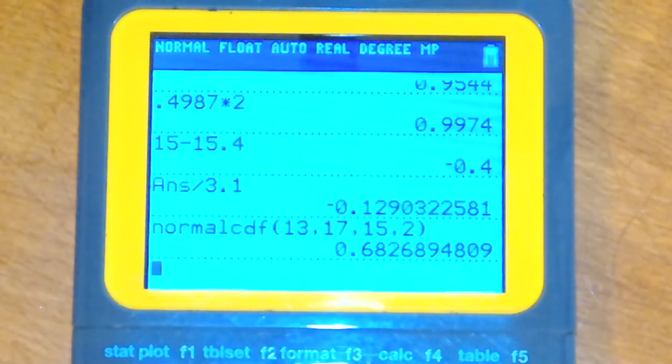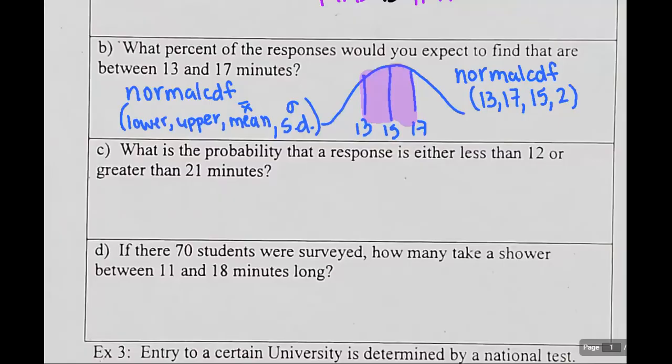So that is going to be my answer. It was 0.6827. That is it as an area out of 1. As a probability or as a percent, I'm going to move my decimal 2 places, and it's 68.27%. That's my answer.